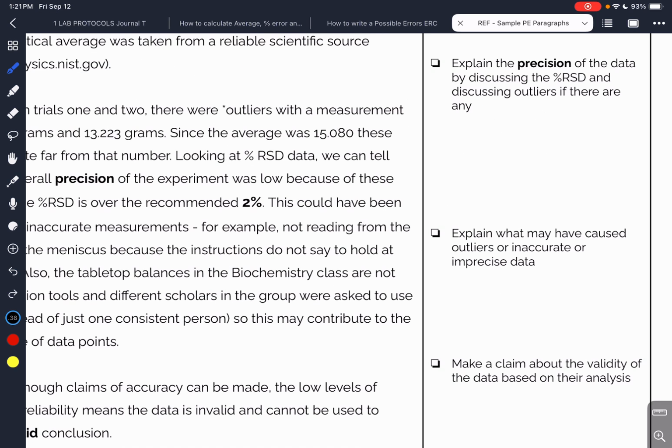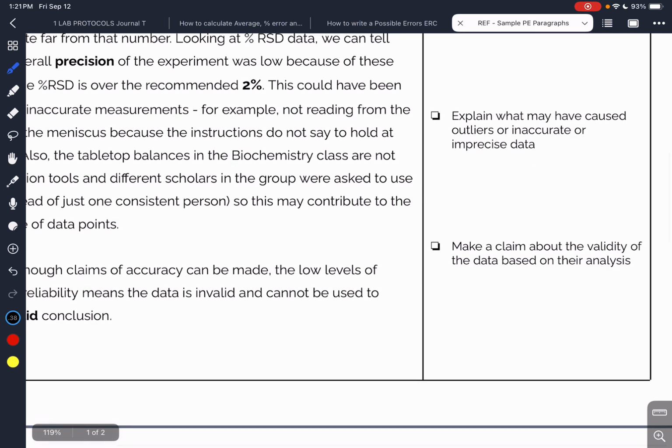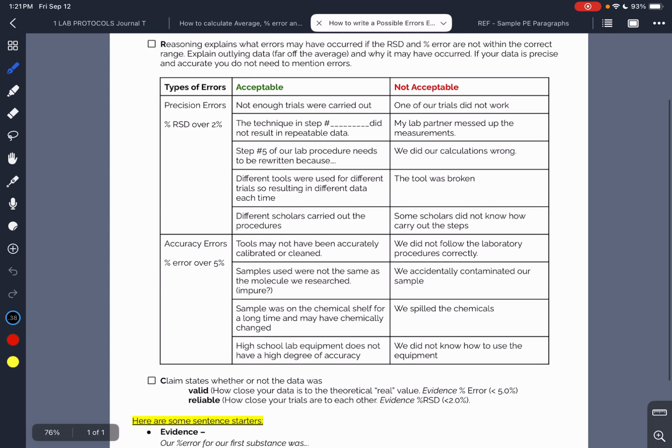So if we look at this, we just completed this next item on our checklist where it says explain the precision of the data by discussing the percent RSD. We did that and discuss outliers if there are any. So now we're going to move on to the next one. Explain what may have caused outliers or inaccurate or imprecise data. So now we're going to refer to this chart here.